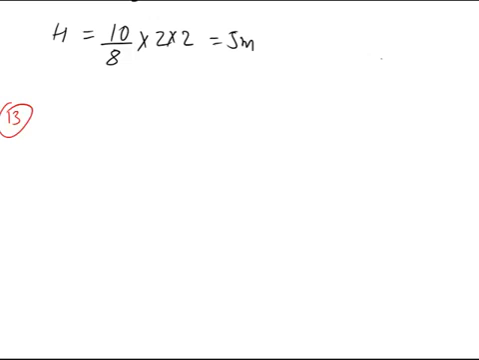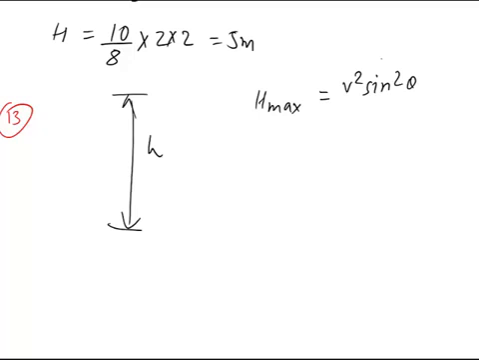Question number 13 says the greatest height to which a man can throw a ball is h. What is the greatest distance to which a ball can be thrown? Alright, so the height that a man can throw is this maximum. So it will be happening at theta equals 90 degrees because h max has a formula v square sine square theta upon 2g.